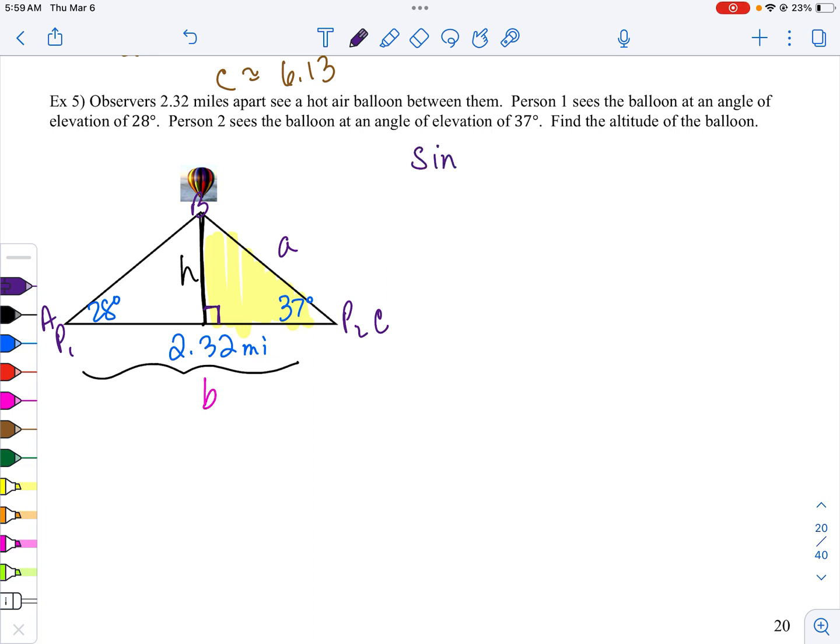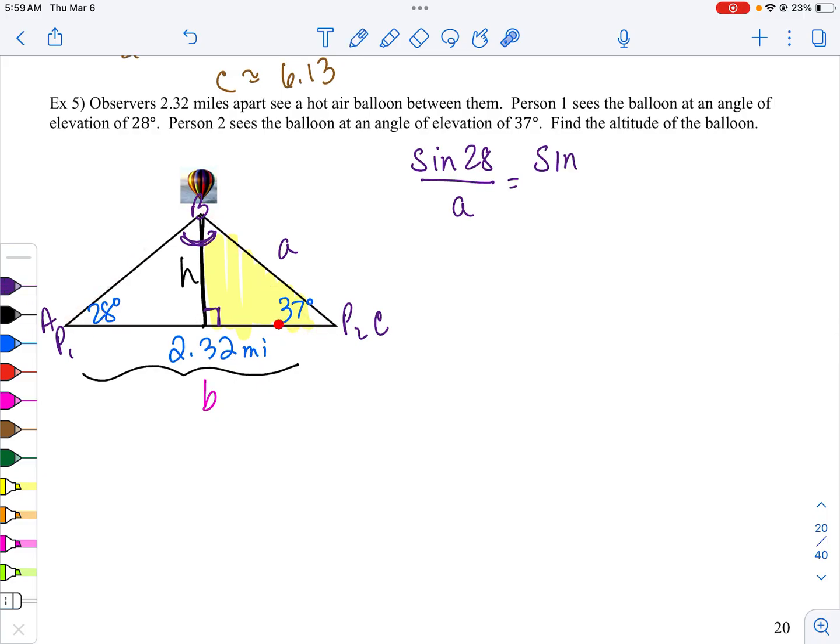Okay, so I know I've got sine of 28, which is angle A, over little a. And then if I use angle B, I've got sine of angle B, which I can actually find this angle right here. So I know that I have this big triangle, and I know these two are 28 and 37. So if I take 180 and subtract 28 and 37, that gives me this angle up here is 115 degrees. So that's the whole angle, not the angle just inside the triangle. So angle B is 115 and side B is 2.32.